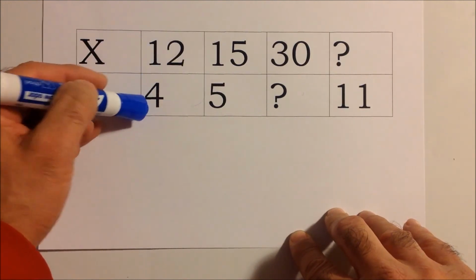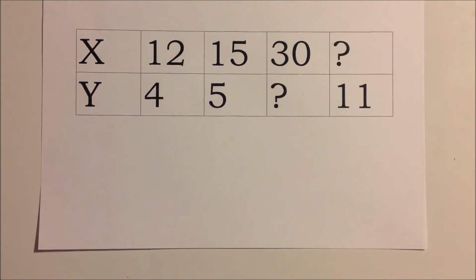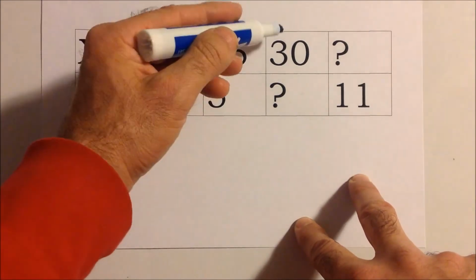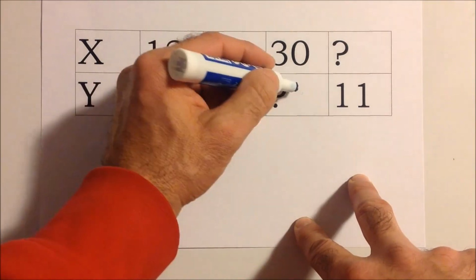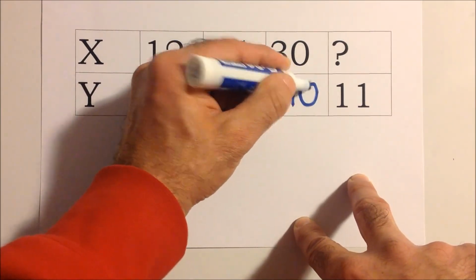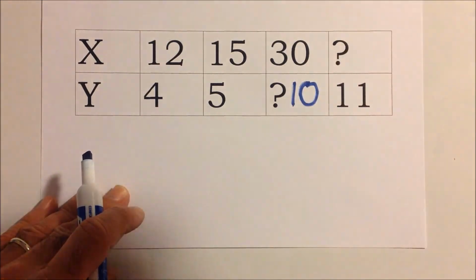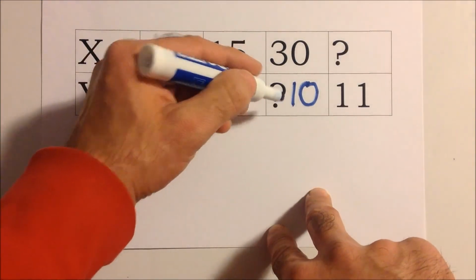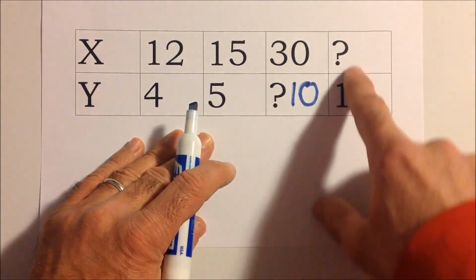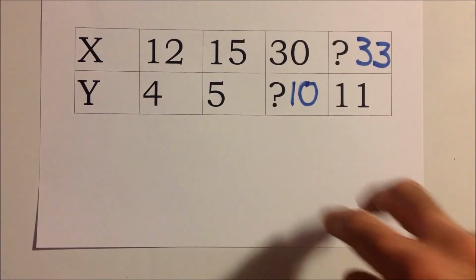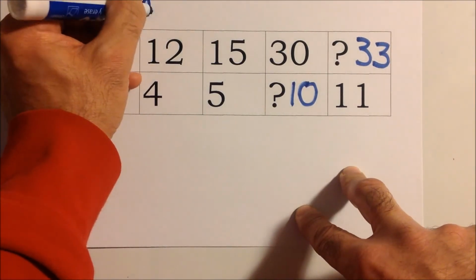12 divided by what is 4? Okay, well 12 divided by 3 is 4, right? Let's see if it works. What's 15 divided by 3? 5. So what's 30 divided by 3? So there's the missing number there, 10. Now over here, if we can divide this way, we can multiply going up. So 11 times 3 would give us 33.